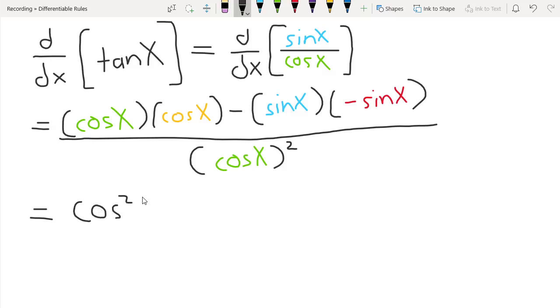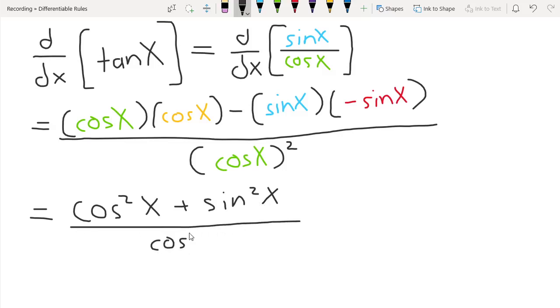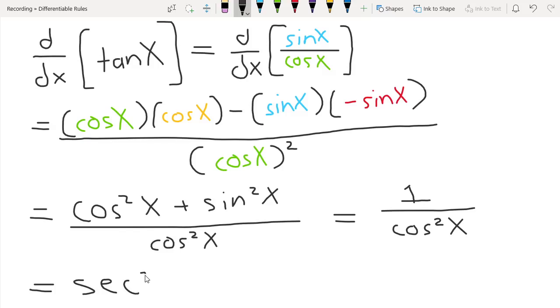Cosine squared of x plus sine squared of x over cosine squared of x. And then using our trigonometric identities, we know that cosine squared of x plus sine squared of x is equivalent to 1. So then this would just be 1 over cosine squared of x. And then 1 over cosine squared of x is the same thing as secant squared x.